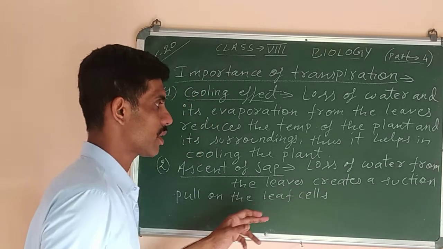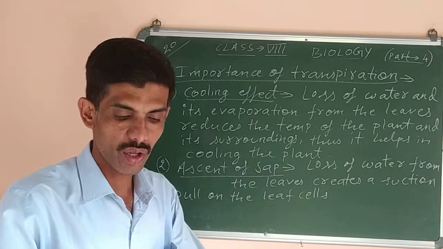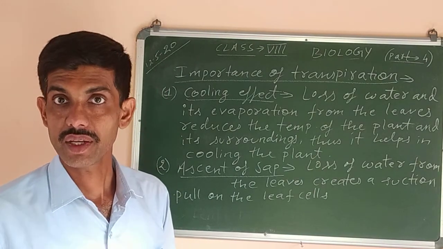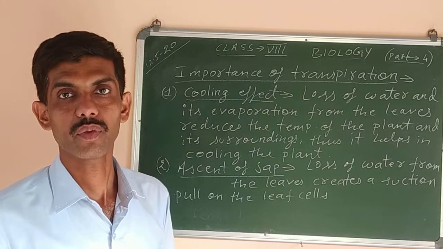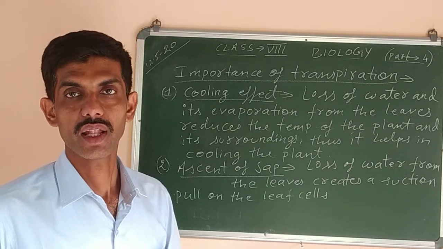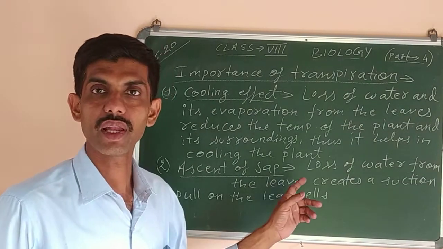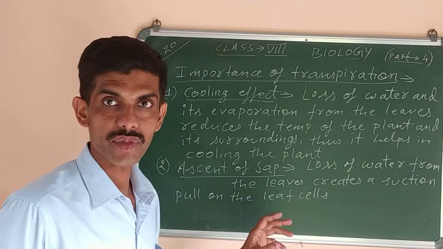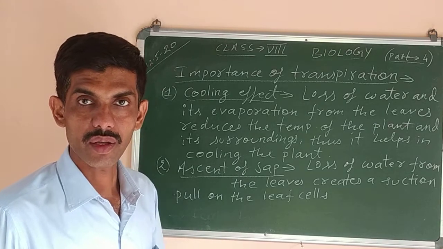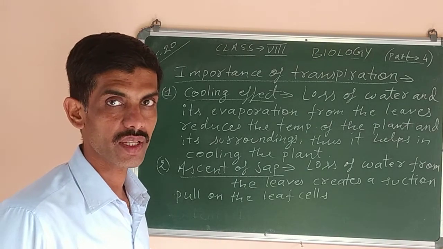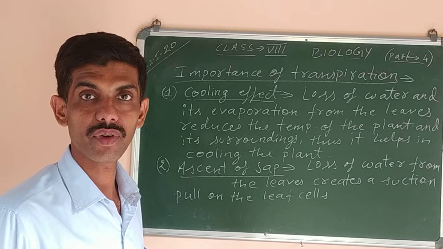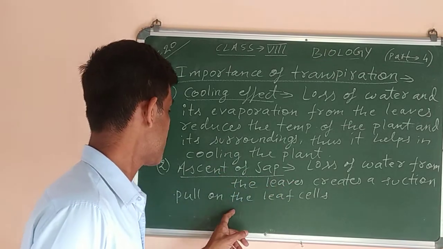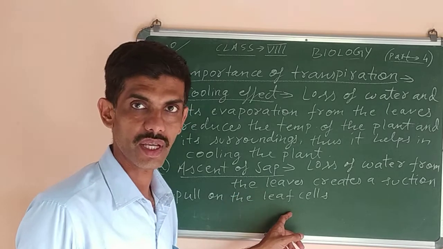Now see, loss of water from the leaves. When the water is lost from the leaves, those leaf cells will lose water, means they will be in need of water. So they will absorb that water from the nearby cells, and those leaf cells will absorb water from the leaf xylem. The leaf xylem will draw it from the stem xylem, and the stem xylem will draw it from the root xylem, and the root xylem will take it from the root hair cells, and root hairs will get it from the soil. So loss of water from the leaves creates a suction pull on the leaf cells.